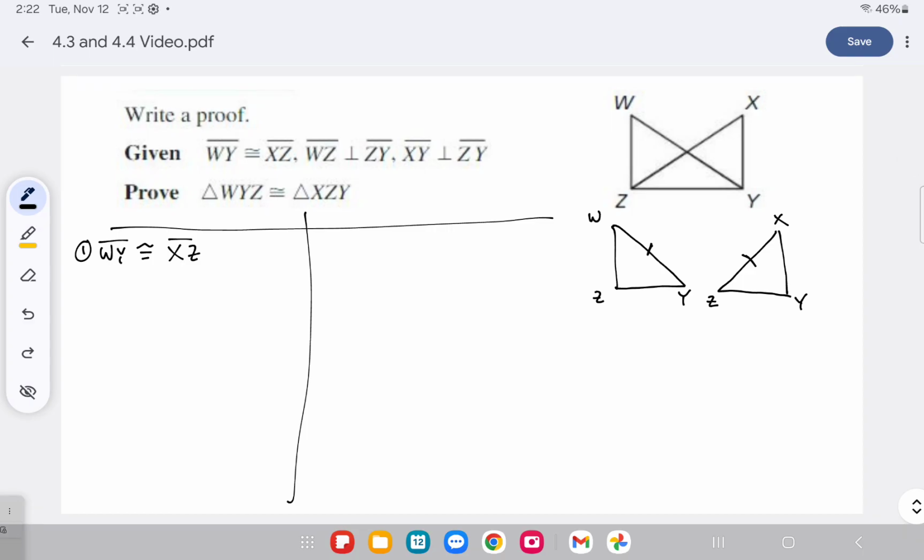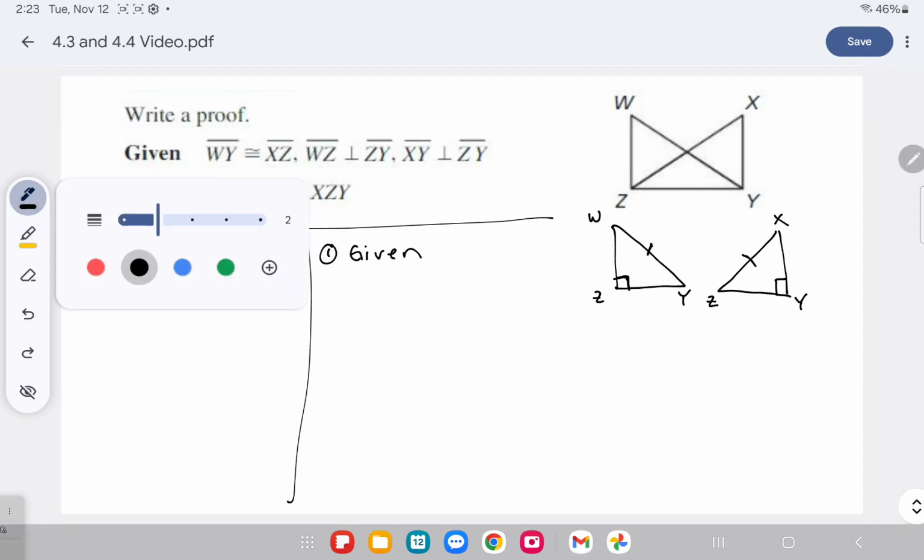they're overlapping each other. I also know that WZ is perpendicular to ZY. So WZ and ZY are perpendicular, so they make a right angle. I also know that XY is perpendicular to ZY. So where XY and ZY meet, that also makes a right angle. Those are my givens.